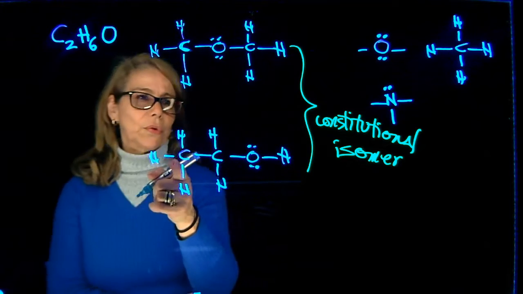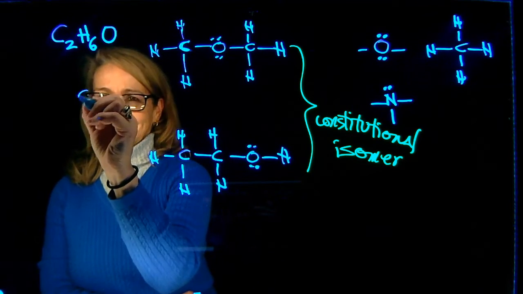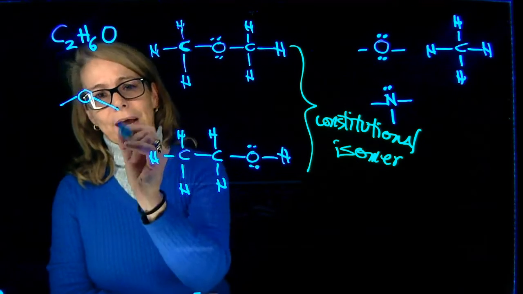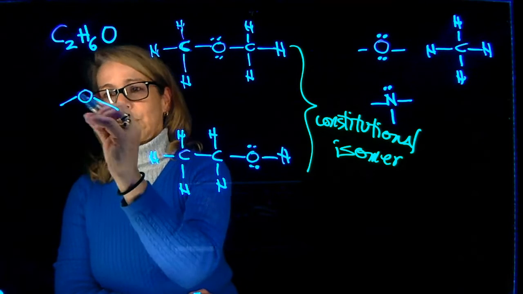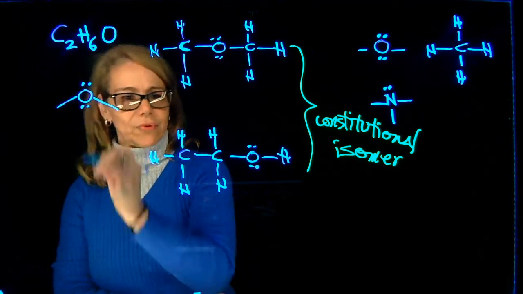Now we go to the line structure. So all I need is, for this one, an oxygen and 2 lines. I know this is a carbon with 3 hydrogens. This is another carbon with 3 hydrogens. And I am done. That will be my line structure.